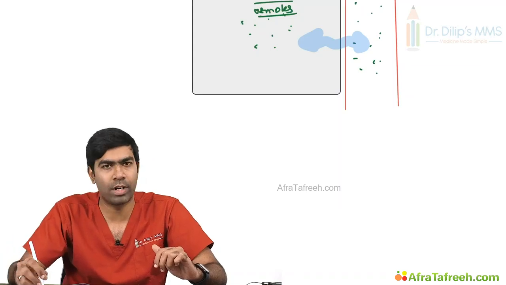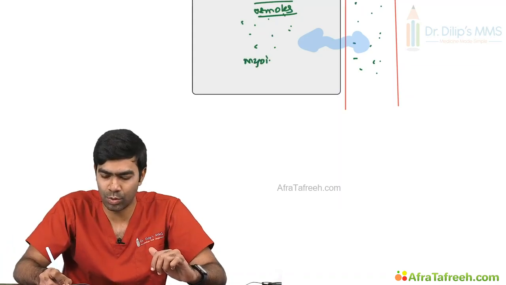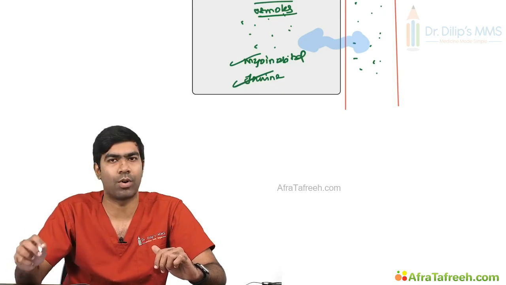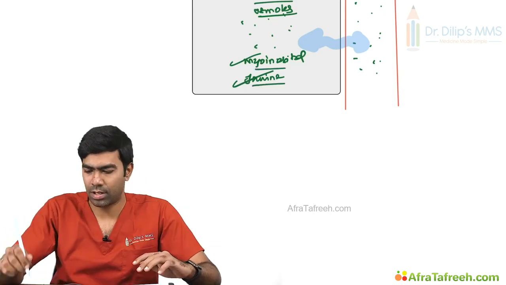And what are these osmoles made of? These osmoles that the cell generates are usually myo-inositol and taurine. So that's what the cell is going to generate. A very, very important point to counter the extracellular hyperosmolality.